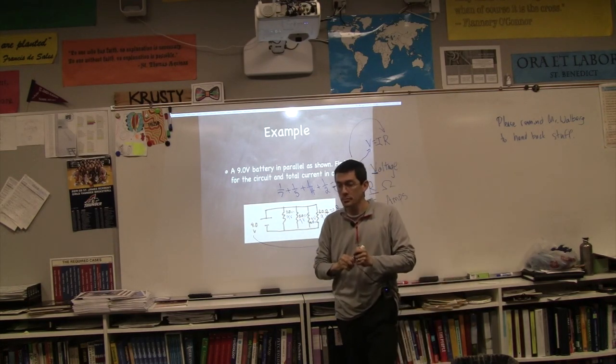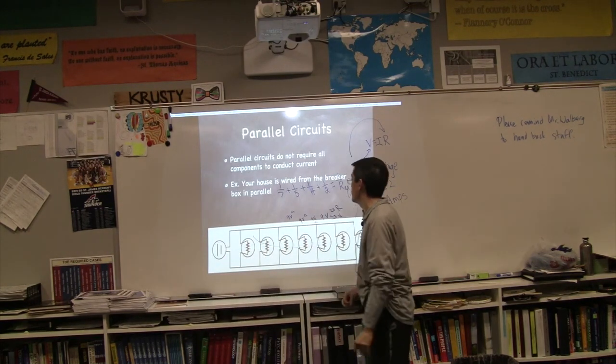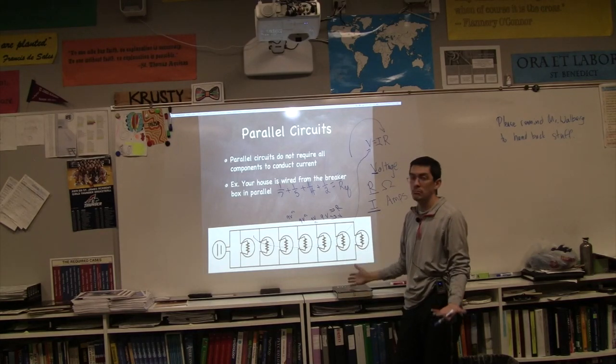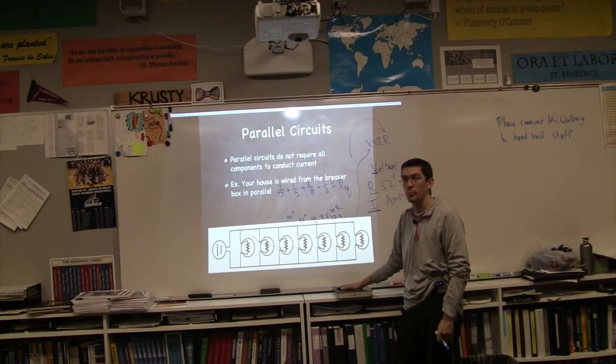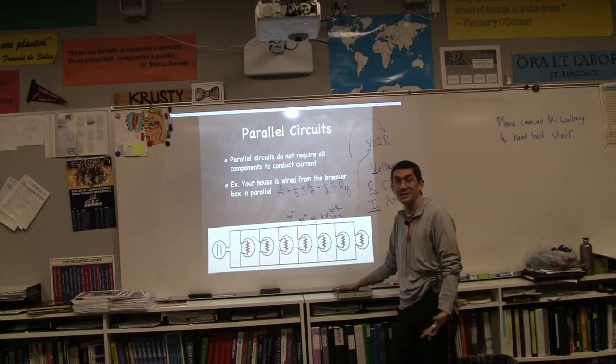The nice advantage to having a parallel circuit, the reason why this happens a lot, is because you got all these pathways. If one light goes out, it doesn't make any difference. It's going to go through all the other bulbs. That pathway is not going to work, but the other ones will, because they're parallel pathways.